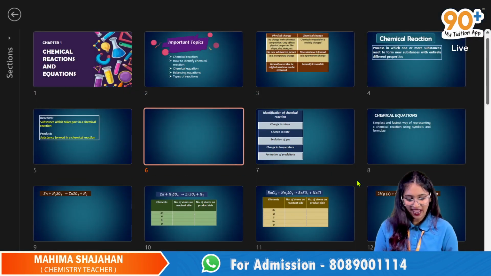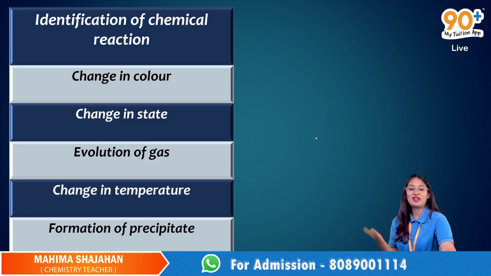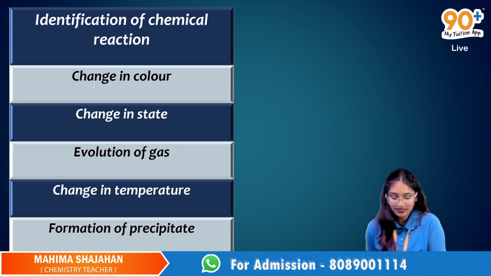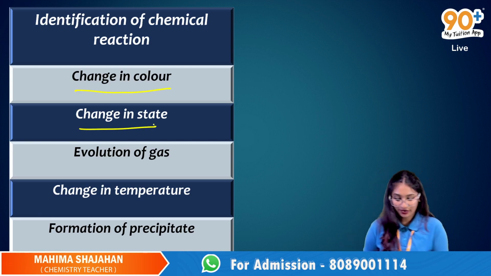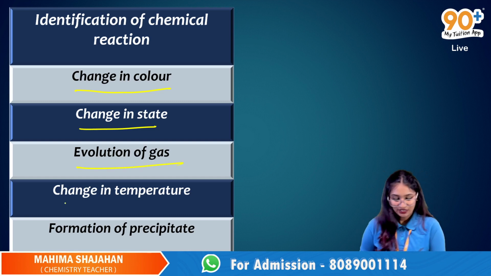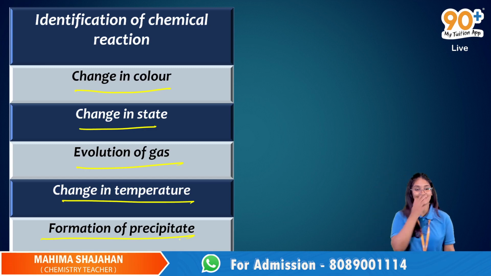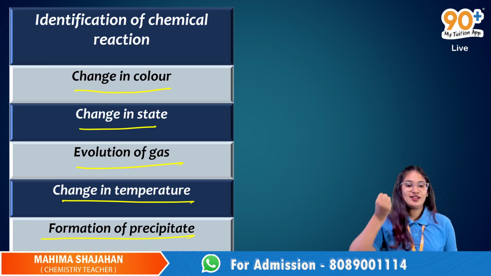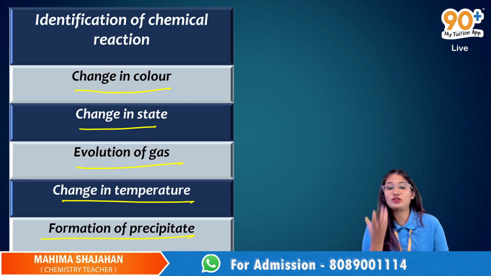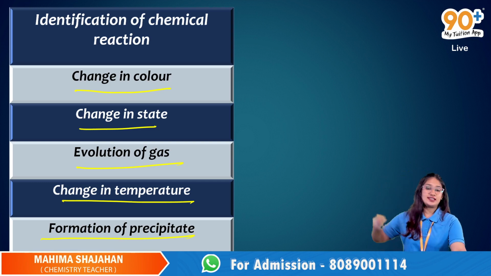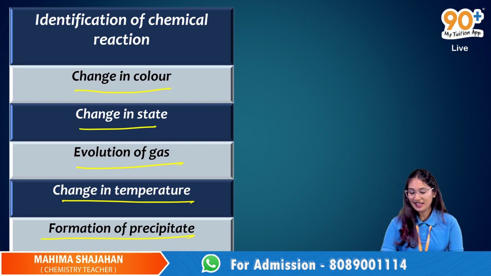That means we have some criteria to identify whether a chemical reaction has taken place or not. First one is change in color. Second one is change in state, or there can be evolution of gas, change in temperature, and formation of precipitate. You saw a yellow color thing. That changed its color and it formed a precipitate. Lead iodide, a yellow color precipitate, formed. So these all are the indications that a chemical reaction has taken place.